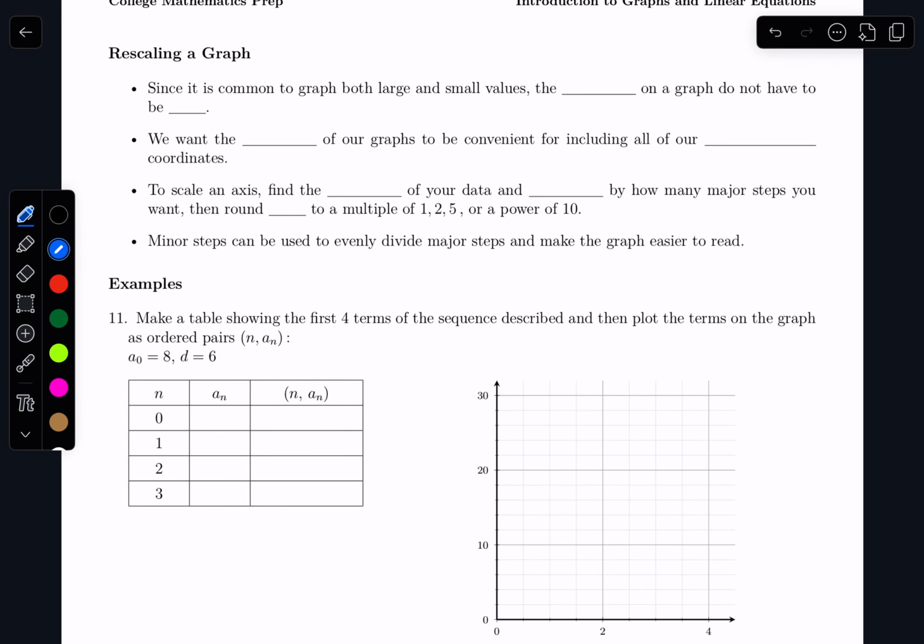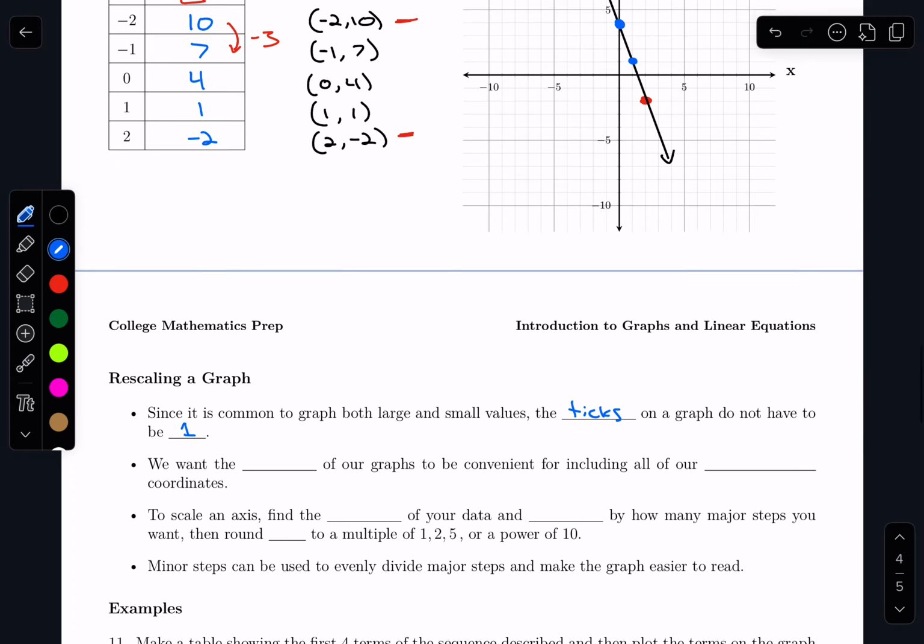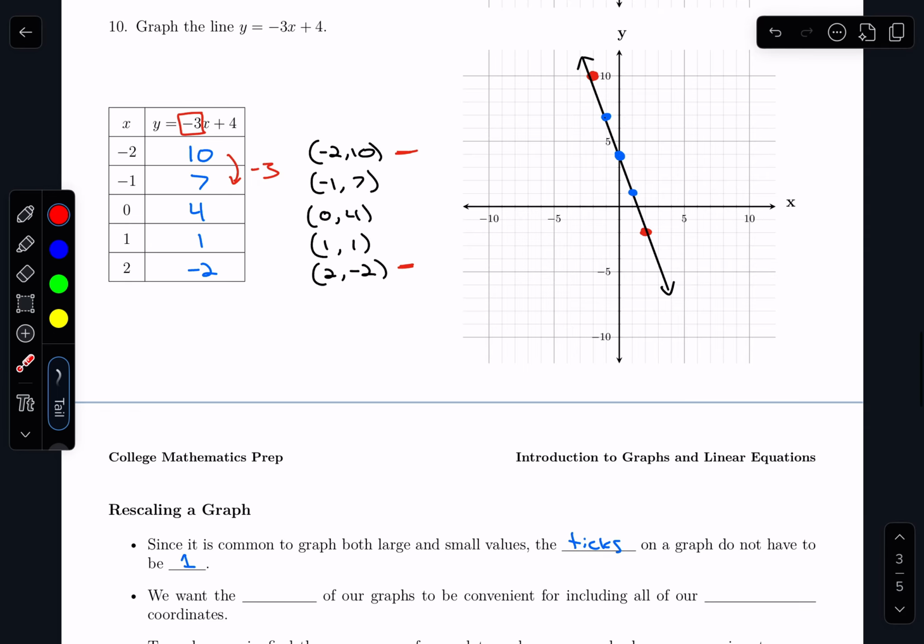Very different than both going from -10 to 10. Okay, so we're going to have to take a little bit of a different approach here. So the bullet points at the top are just going to be guidelines, and then I'm going to talk a little bit more as we do the examples about how we actually do this in reality. So top bullet point, since it is common to graph both large and small values, the ticks, okay, the little marks on the graph do not have to be equal to 1. So in the previous graph, let me go back a page, every little box on this graph was worth 1.